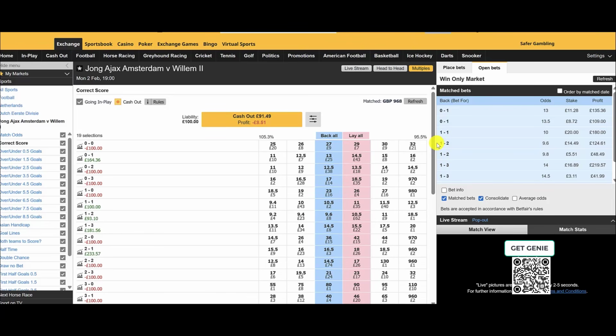Obviously I did say this league can be chaotic. It seems like the AI knows it also. Anyway, we'll be trading this one in play and we'll give you more updates.